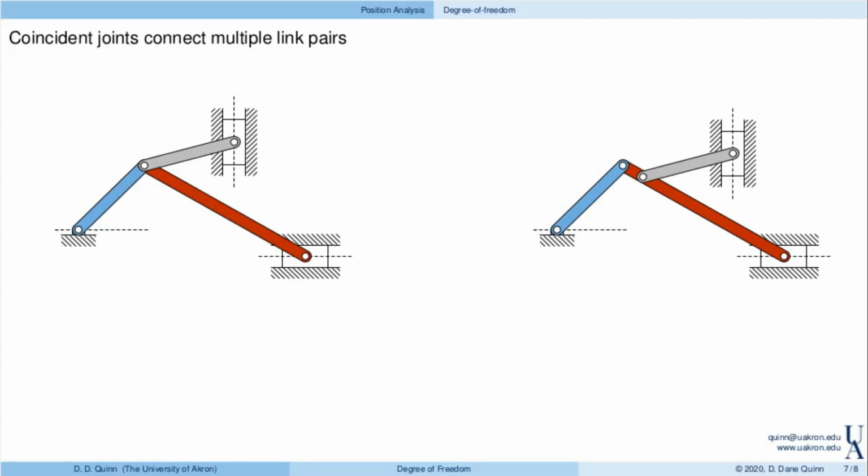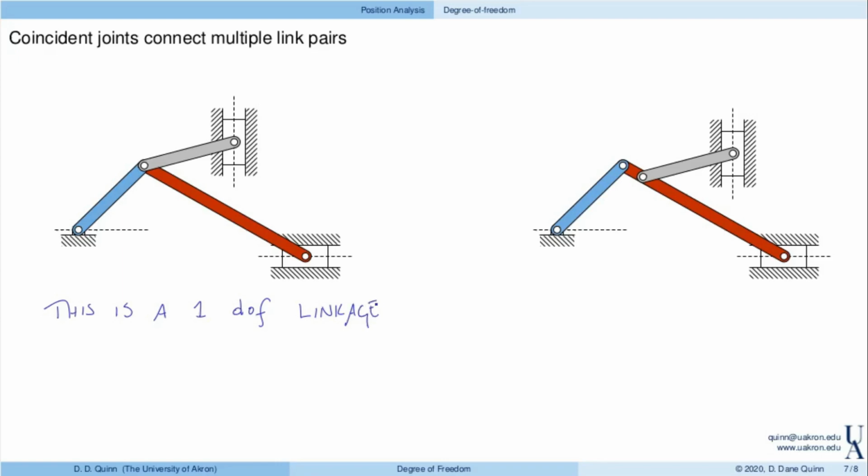So some more special cases. What if we have coincident joints? So what if we have 3 links that all come together at a single pin joint? These coincident joints connect multiple link pairs. So a link pair might be between blue and red, between red and gray, or also between gray and blue. So it turns out that this is a 1 degree of freedom linkage or mechanism.